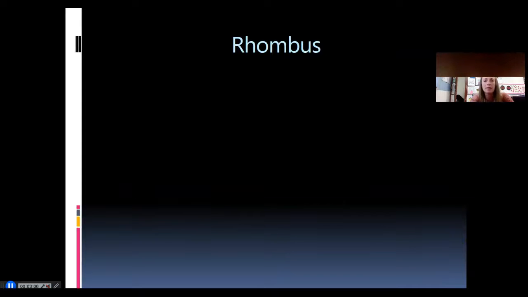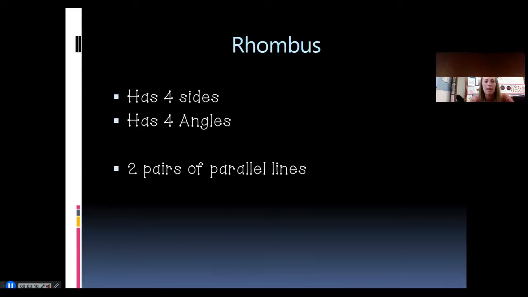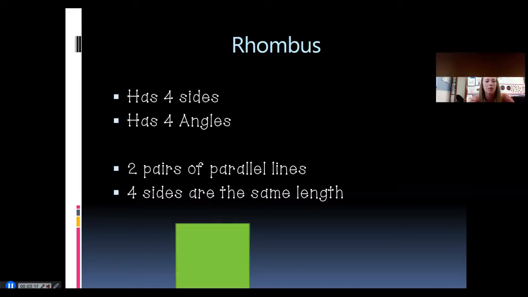All right, the next one that is a quad is called a rhombus. Say rhombus. A rhombus has four sides. It has four angles. It has two pairs of parallel lines, and four sides are the same length. This is a rhombus, and so is this.